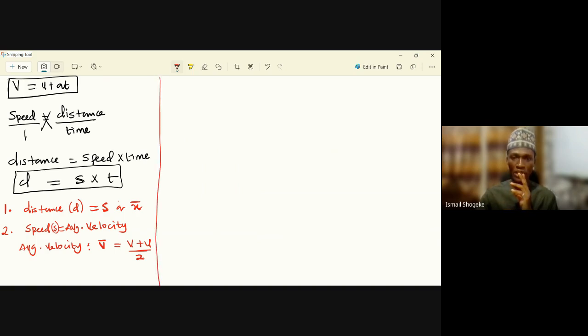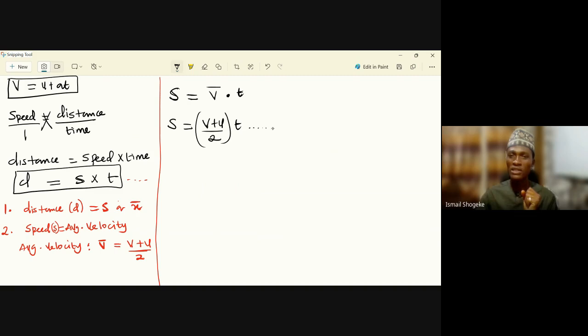Now, let's make those changes happen in this formula. I'm going to change distance to S, so D changes to S. I'm going to change S, which is speed, to average velocity, multiplied by what? By time. Now, these dots in mathematics and physics can mean what? Multiplication. So S equals (V plus U) over 2 multiplied by t.